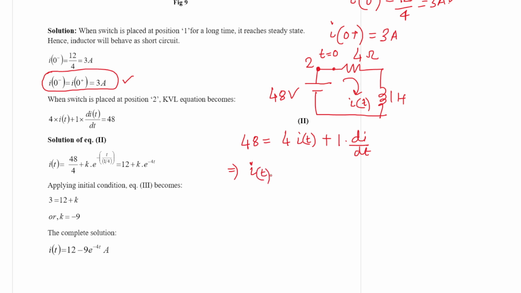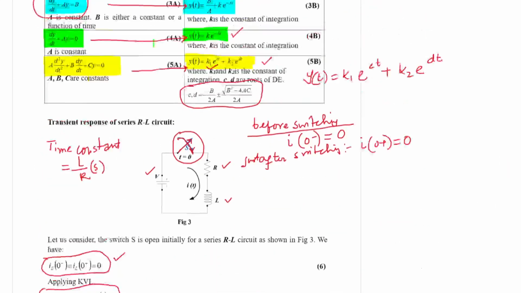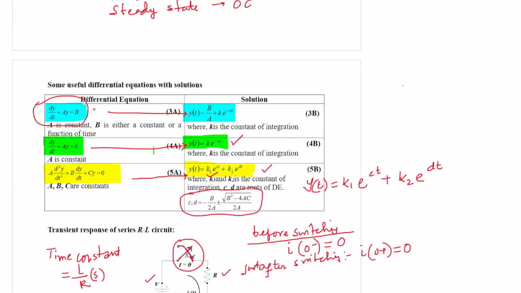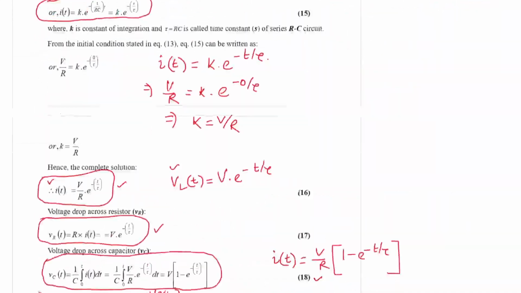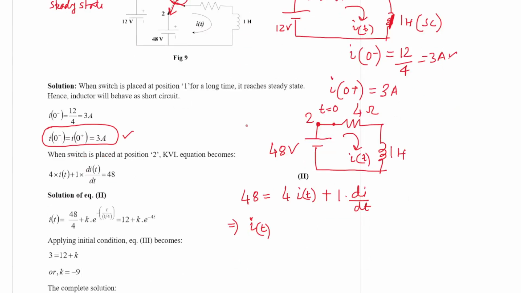If you refer to this differential equation, dy/dt plus ay is equal to b, here a is equal to 4, b is equal to 48. So immediately we can write the solution.